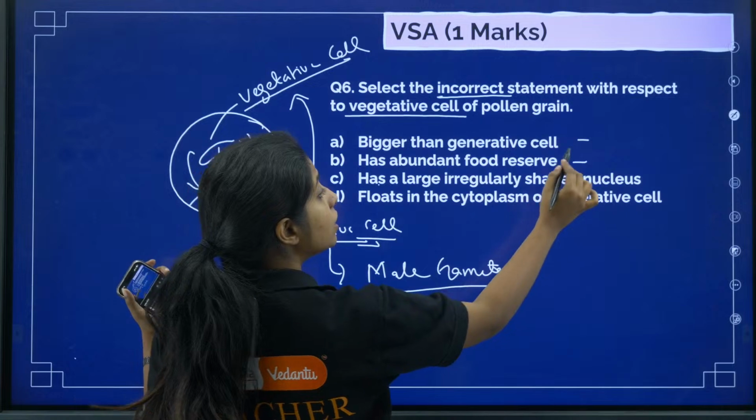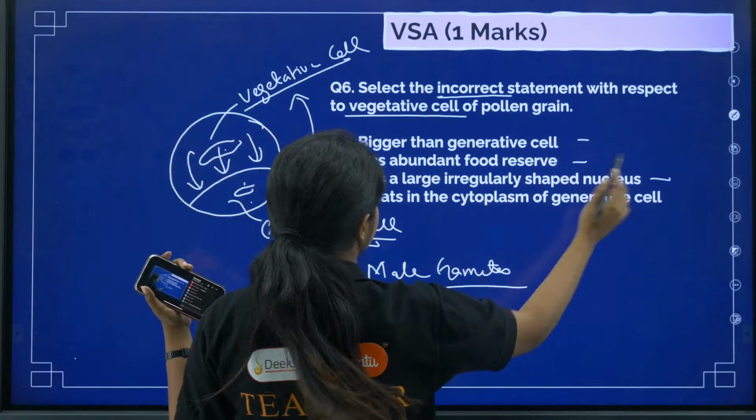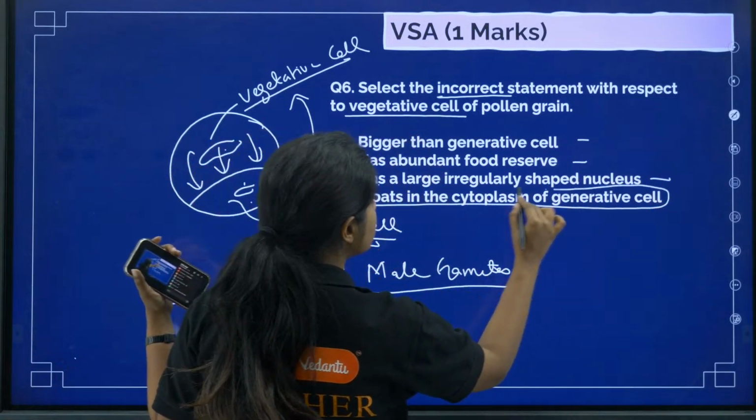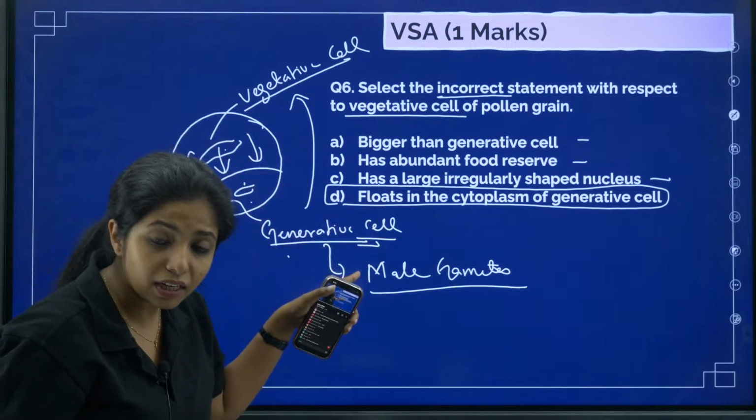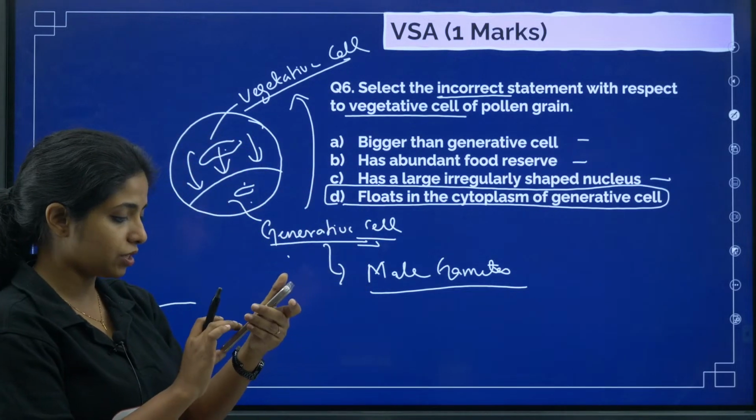Has a large irregularly shaped nucleus? This is also correct. Floats in the cytoplasm of the generative cell? This is wrong, because the generative cell is the one that floats in the cytoplasm of the vegetative cell.